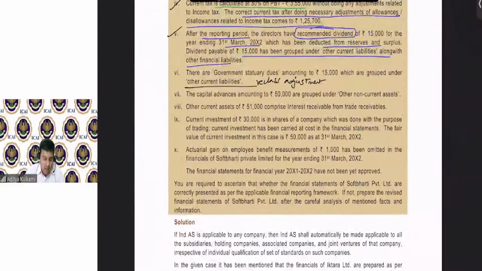The capital advances amounting to 50,000 are grouped under other non-current assets. So this is done. Capital advances amounting to 50,000 are grouped under other non-current assets. Is any adjustment required? Yeah, tell me.